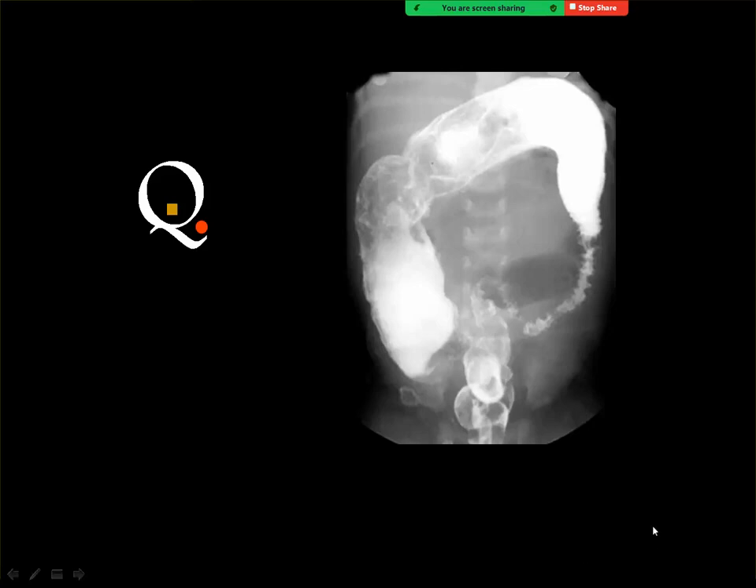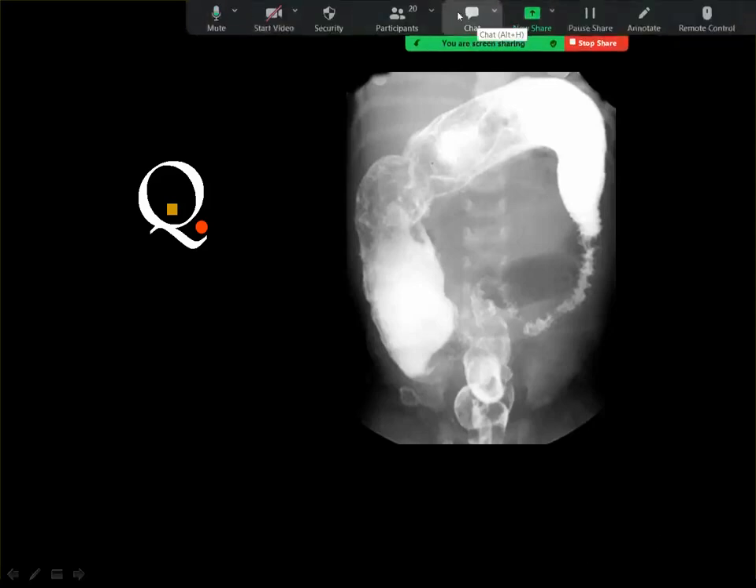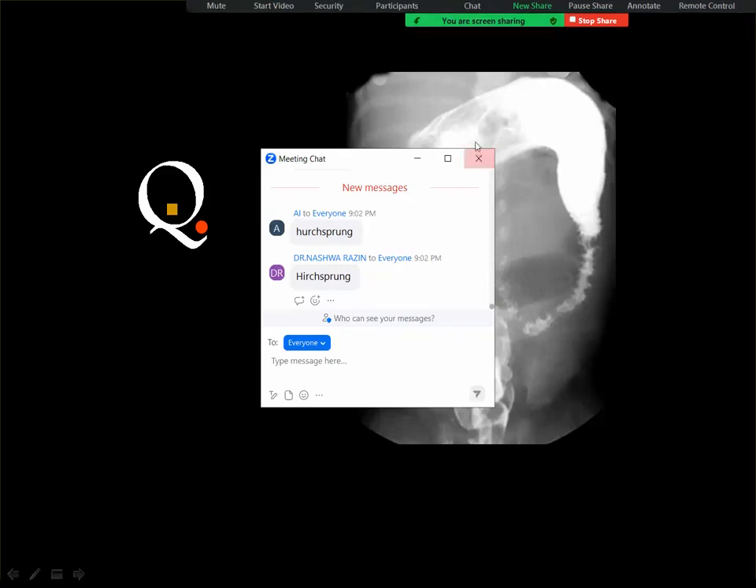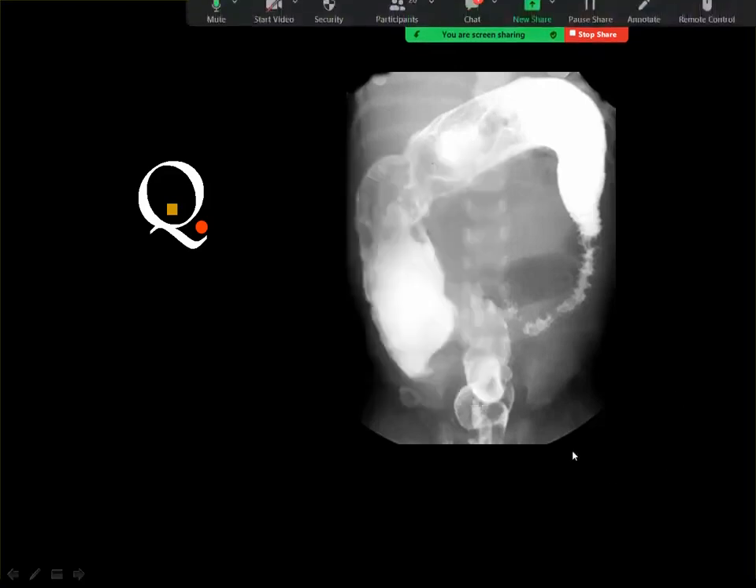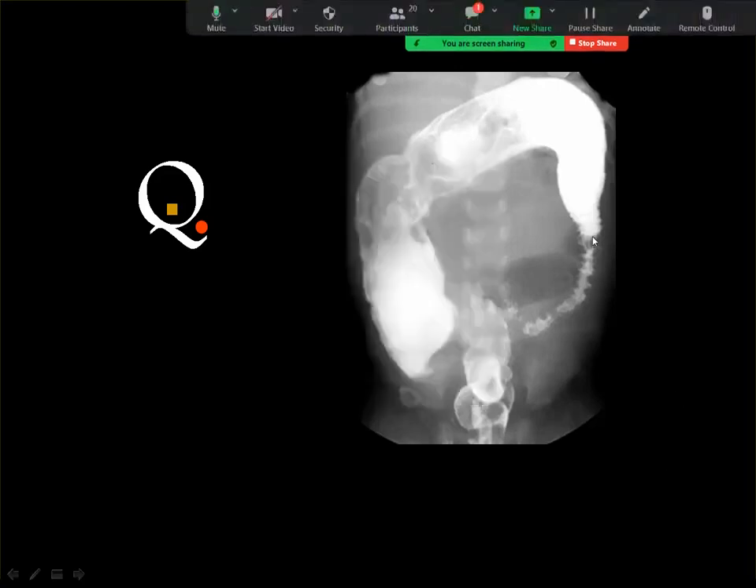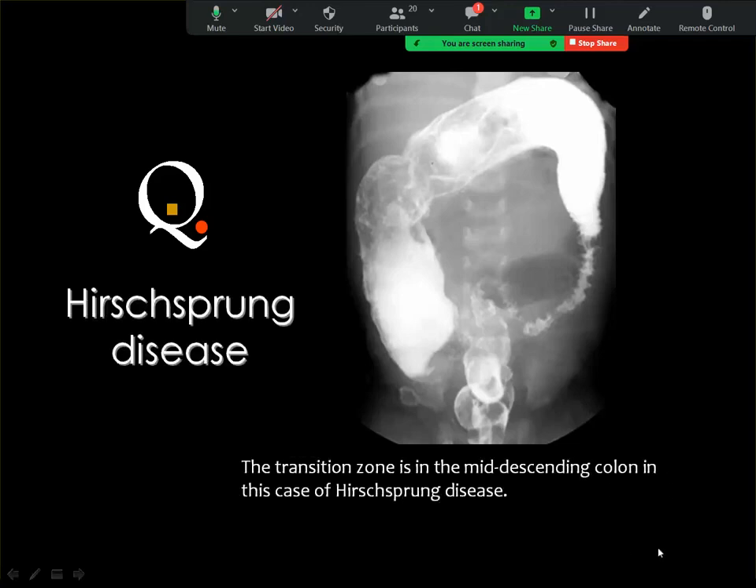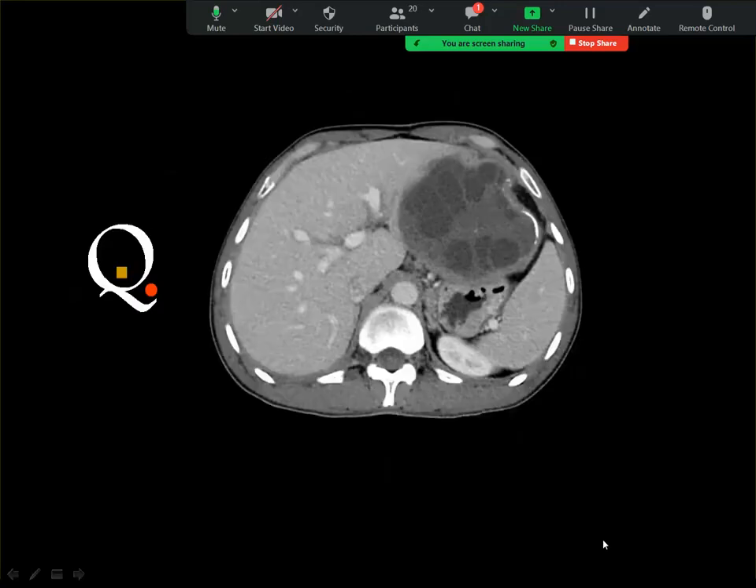Next case, barium enema. Yes, right. The answer is right. Hirschsprung disease with an aganglionic segment involving part of the sigmoid colon and part of the descending colon, with huge dilatation of the colon proximal to the affected segment. This is the classic appearance of Hirschsprung disease.